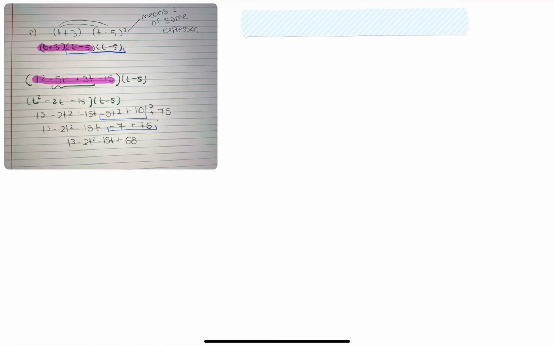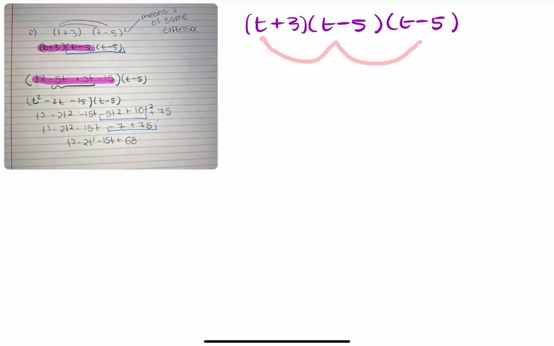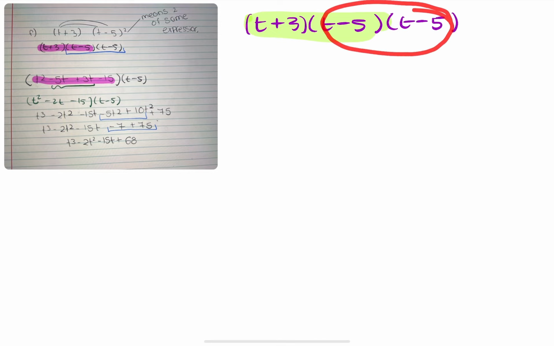Okay, in this question we've got (t + 3) multiplied by (t - 5) squared. So the squared means you repeat the same expression, so it means (t - 5) times (t - 5). So now you have these three expressions. We need to multiply two expressions together first, and when you finish, you multiply by the third expression. Or you could multiply these two first, and when you finish, you multiply by this.